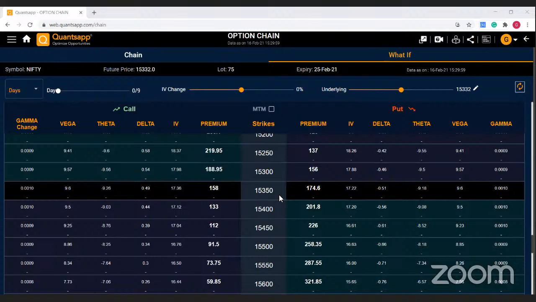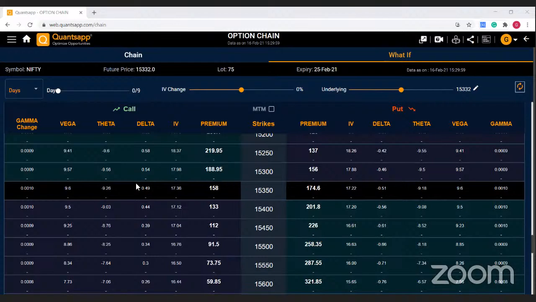Now this thing is determined by the delta. Delta tells you how much point change the option premium will have. So I'm going to repeat it again. Delta tells you how much an option premium will change if there's a 1 point movement in the underlying. I want to know what will happen to my option if I'm buying in the money, out of the money, or at the money.